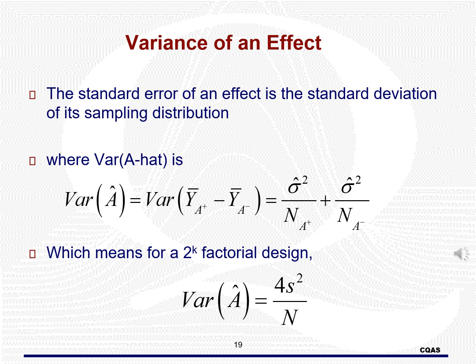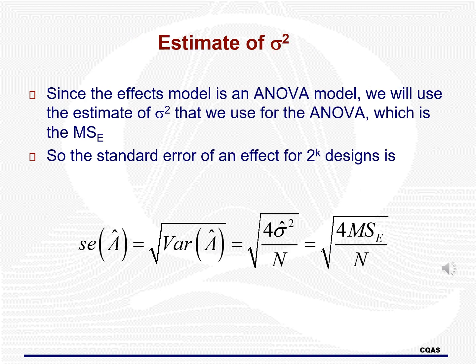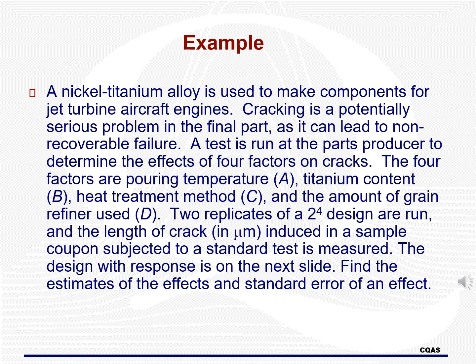The problem now is how to estimate sigma squared. From a lecture on ANOVA or a basic statistics course, you should recall that for an ANOVA, we estimate sigma squared using the mean square error. Now we just substitute this into the equation for the standard error. Here is an example with 4 factors and 2 replicates. You should note that one of the factors is qualitative. Let's find the estimates of the effects and the standard error of an effect.